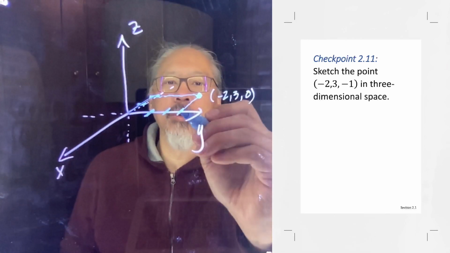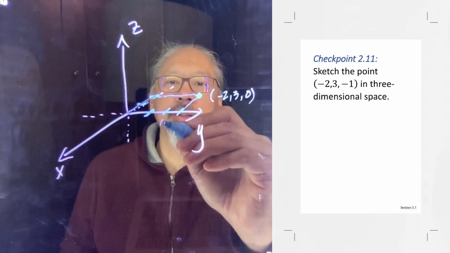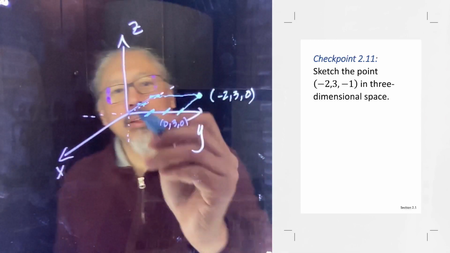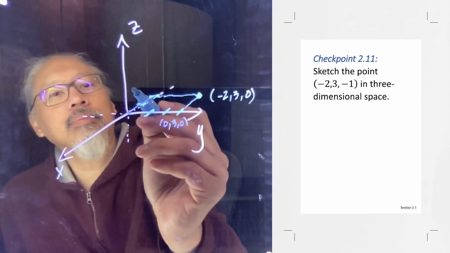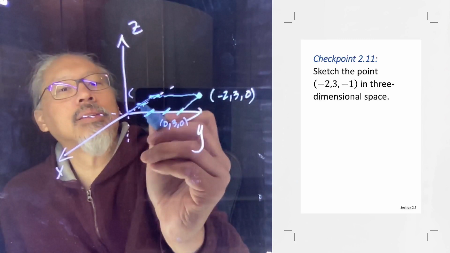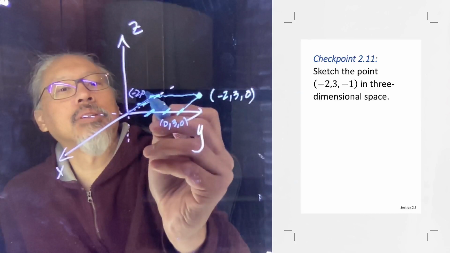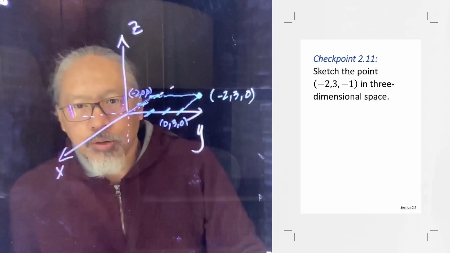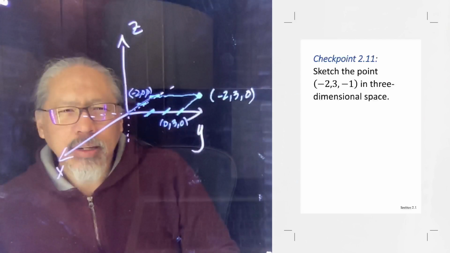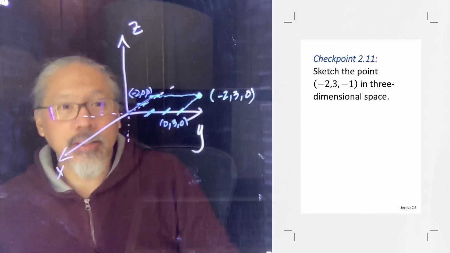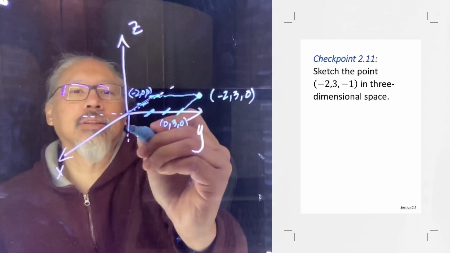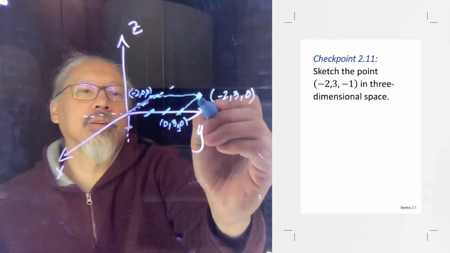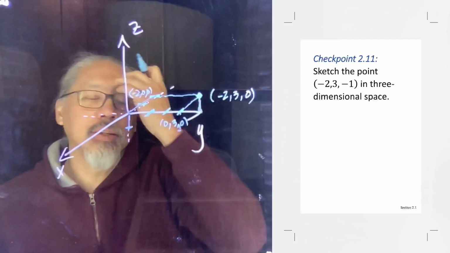And then if we want to label these points as well, this is 0, 3, 0. And then this one over here is -2, 0, 0. All right, so we have these points. Now let's incorporate the z, and the z goes down -1. And so we imagine these things going down -1.